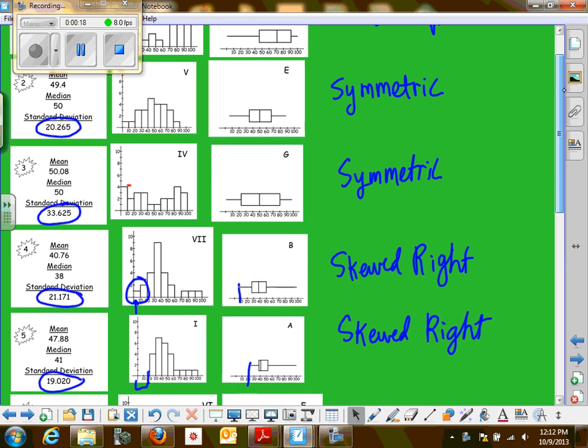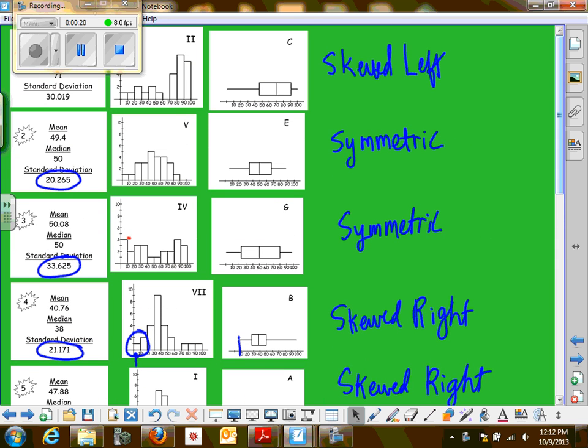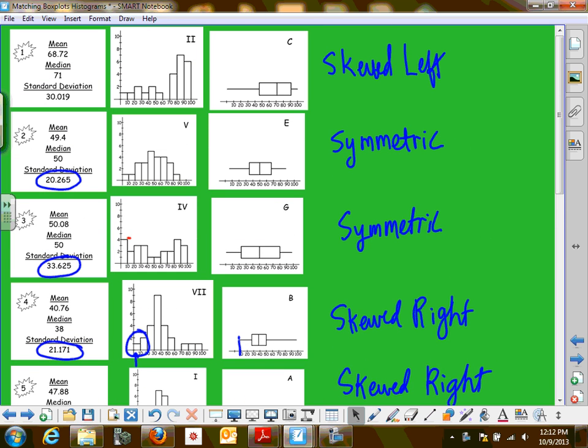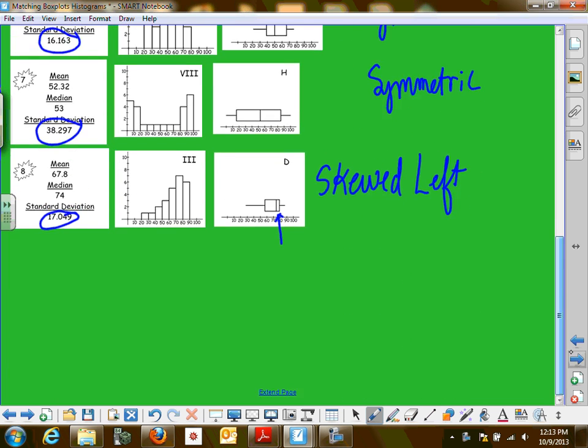Number 1 and number 8 are both ones that were skewed left. The number 1 card was skewed left, but it had a very large standard deviation. And number 8 card was skewed left with a much smaller standard deviation. Okay? So let me talk to you about this. This is also very interesting looking here.